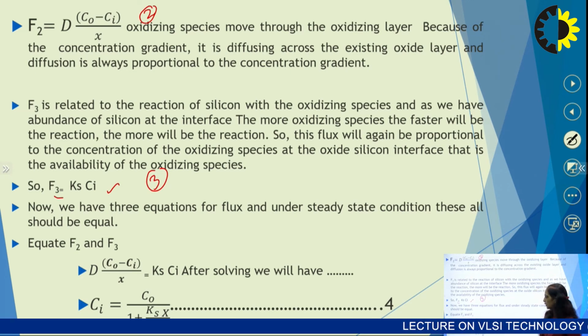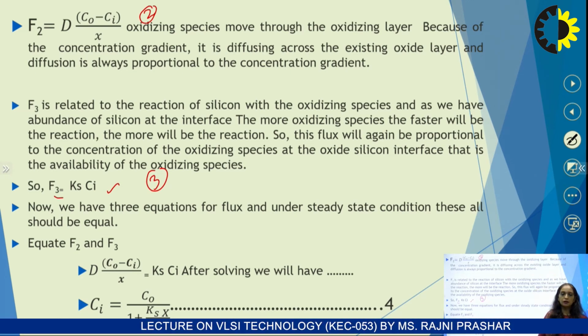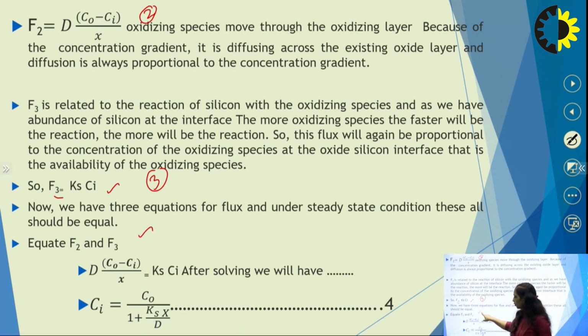So we have these three flux equations, and under the steady state condition, all the flux values will be equal. If we equate F2 and F3, we have D times C naught minus Ci divided by X is equal to Ks Ci. We can rearrange this equation to form Ci is equal to C naught divided by 1 plus Ks X divided by D.